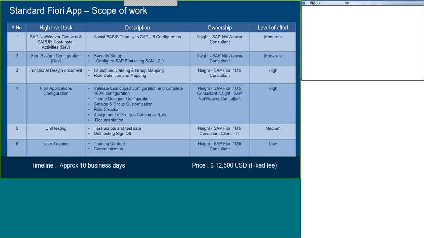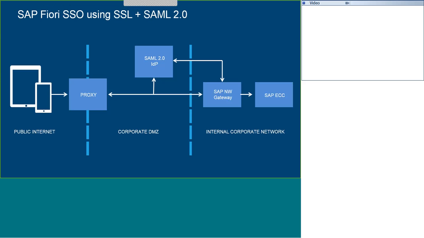Back one slide, Sergey. Okay, this is a typical scope of work, as I began talking about in the previous slide. The average time for completion of all the tasks associated with the starter package is approximately 2 weeks, and we do have a fixed price of $12,500. Next slide, please. This is basically a diagram of the single sign-on functionality using SSL and SAML 2.0.